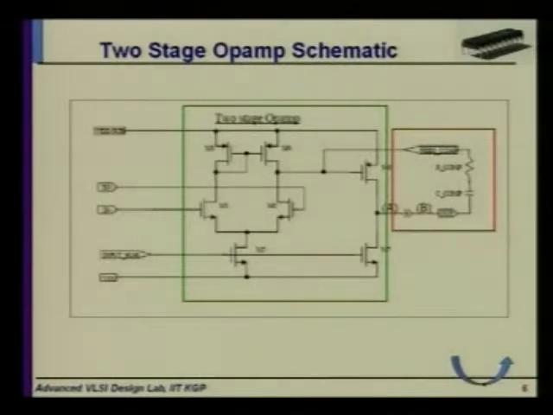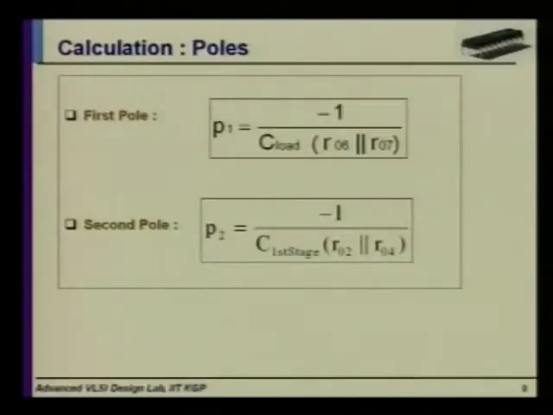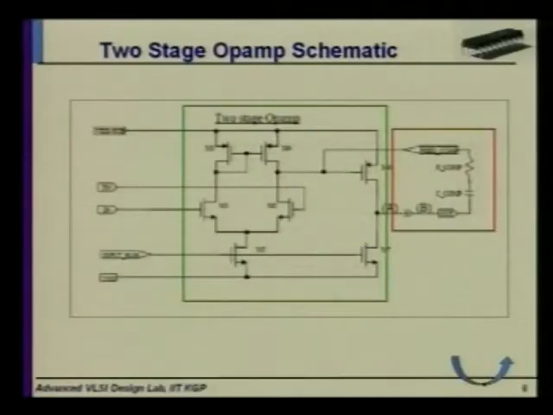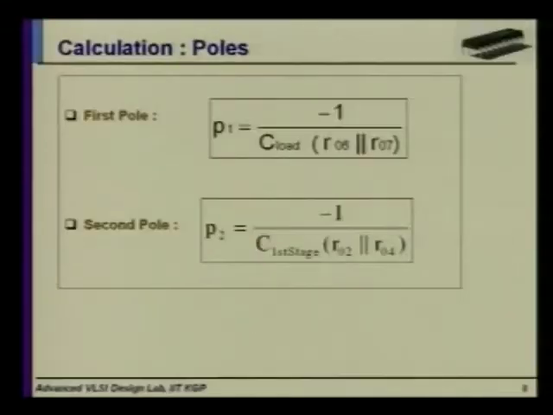The other pole should be here: the associated capacitance of the first stage, multiplied by R naught 2 parallel R naught 4. As you can see from here, the capacitance of the first stage is multiplied by R naught 2 parallel R naught 4. So these are the two poles.